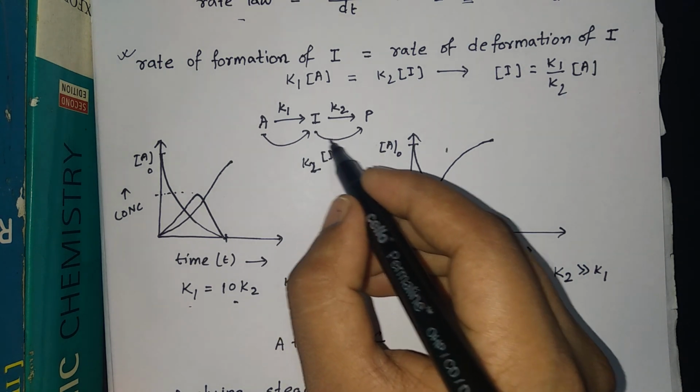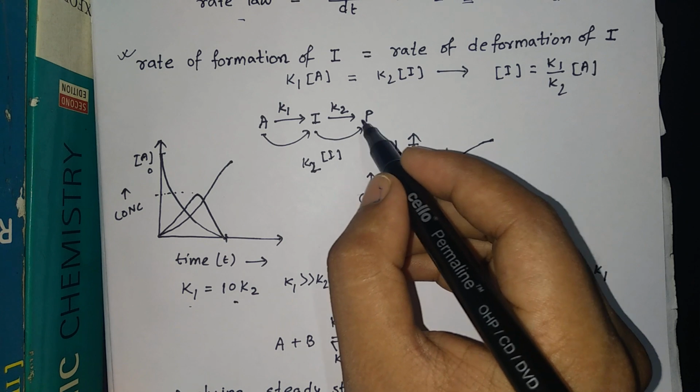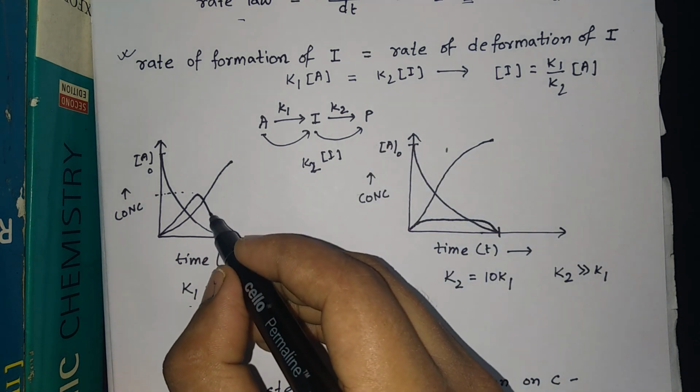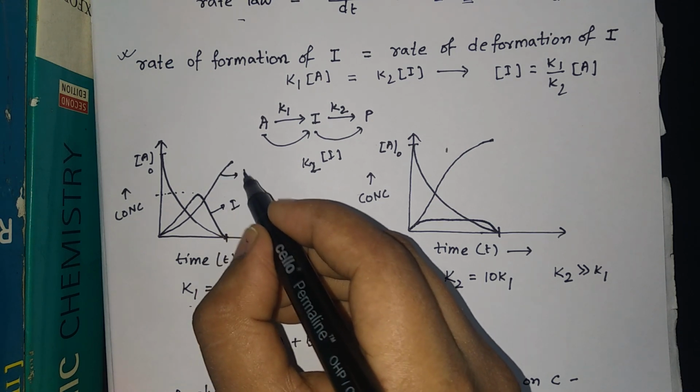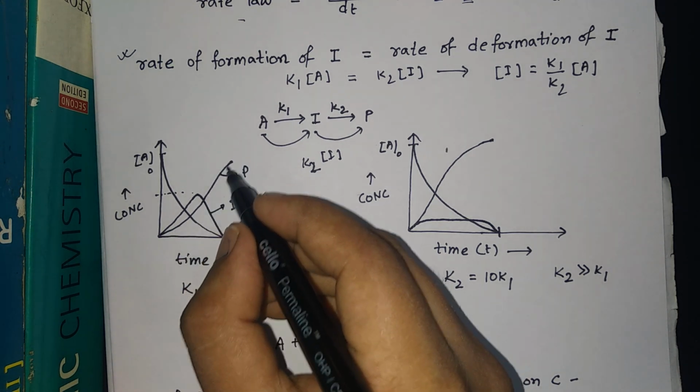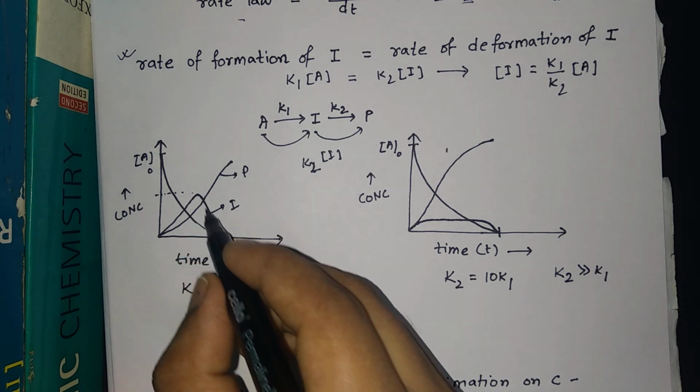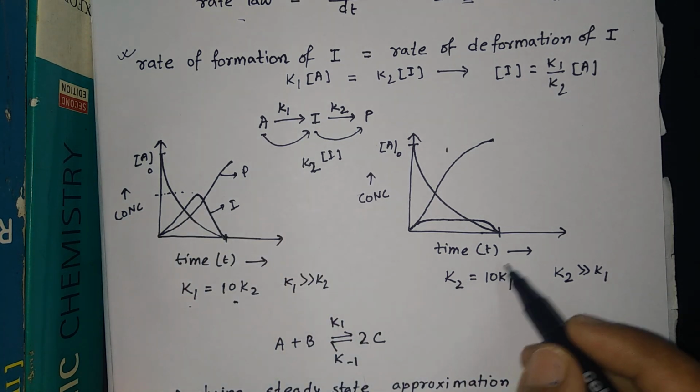So therefore the second step will increase and the rate of formation of the product will increase, and the intermediate concentration will decrease and it will reach 0. So this is the intermediate concentration and this is the product concentration. So guys, the product concentration will increase like this, and the intermediate concentration graph will show this pattern. But in this case what will happen?